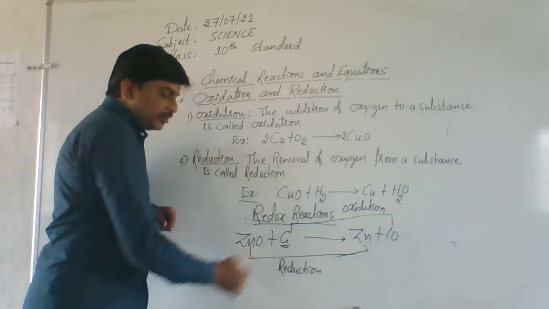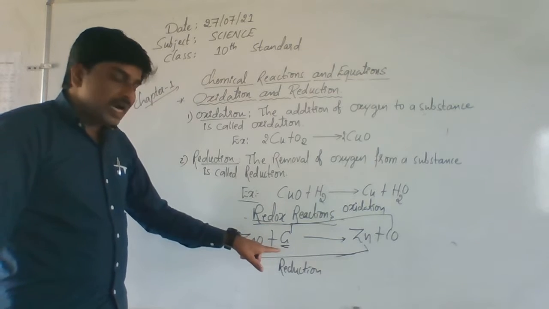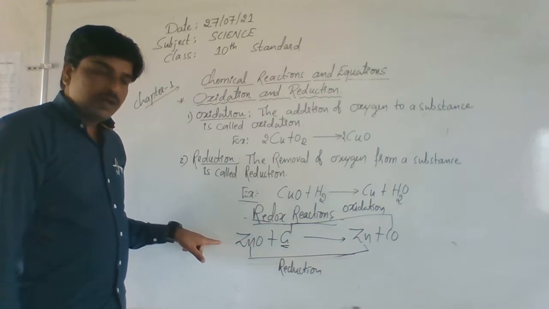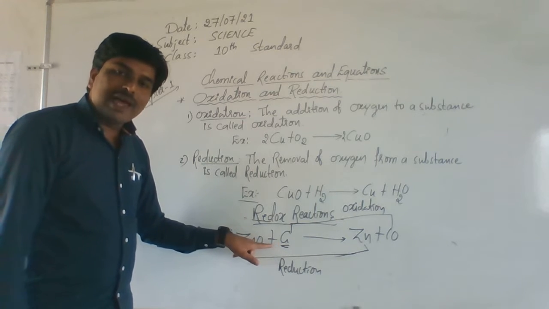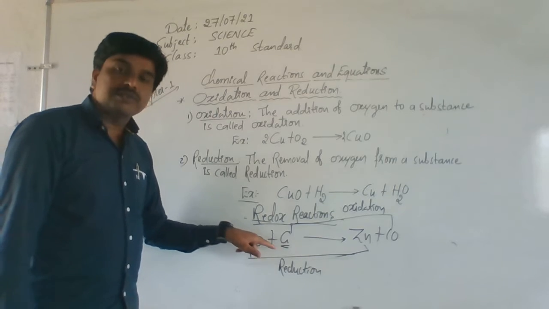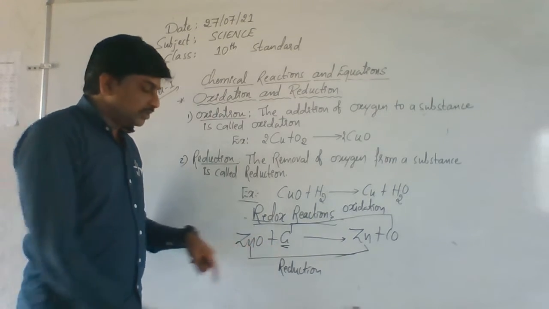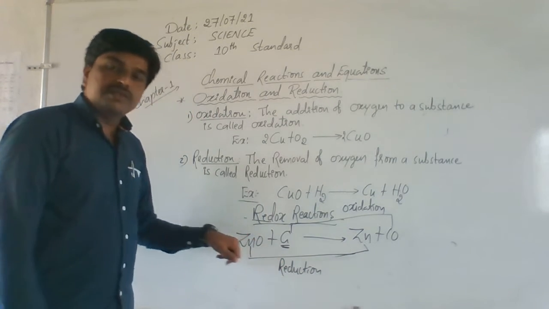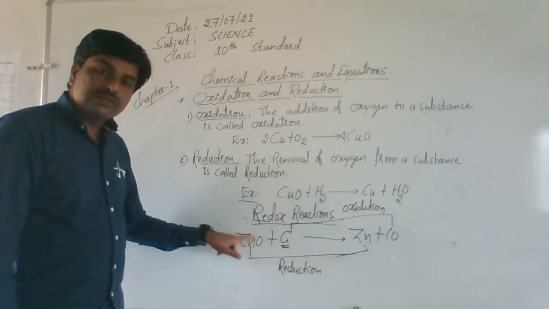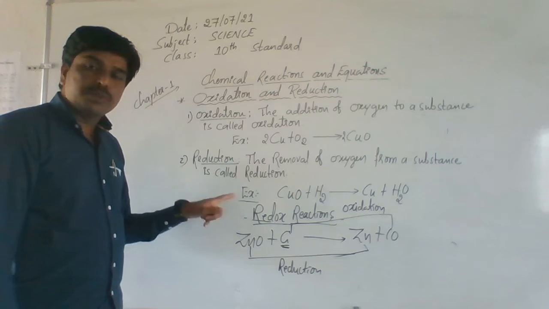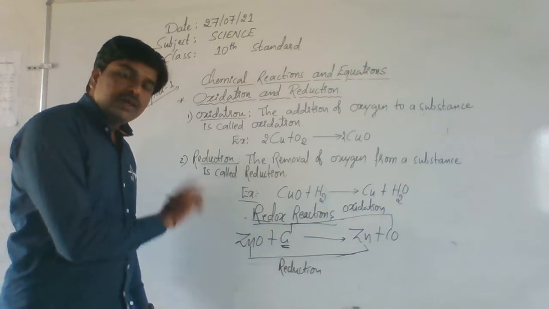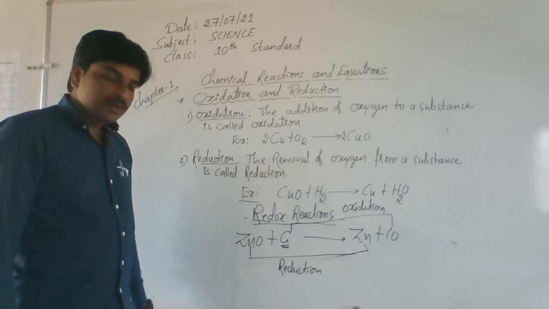Here, this carbon helps to remove oxygen from this compound. Hence, this carbon acts as an oxidizing agent. Sorry, it is a reducing agent. What is it? Reducing agent. This carbon acts as a reducing agent because it removes oxygen from this zinc oxide compound. Hence, carbon is said to be what? Reducing agent. Clear or not?